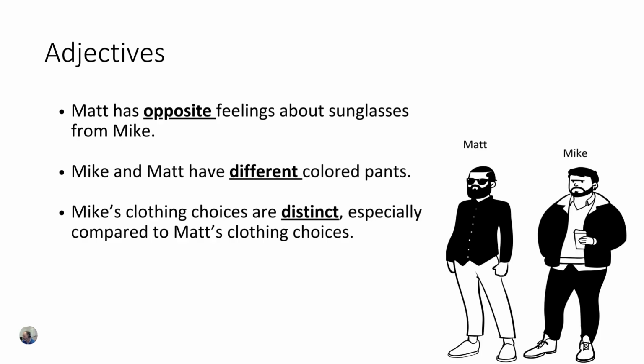Adjectives could go before a noun. Like in the first sentence, I have opposite feelings. They could also go after a linking verb, like the verb be. For example, in that third sentence, Mike's clothing choices are distinct. So that's after the verb be there.